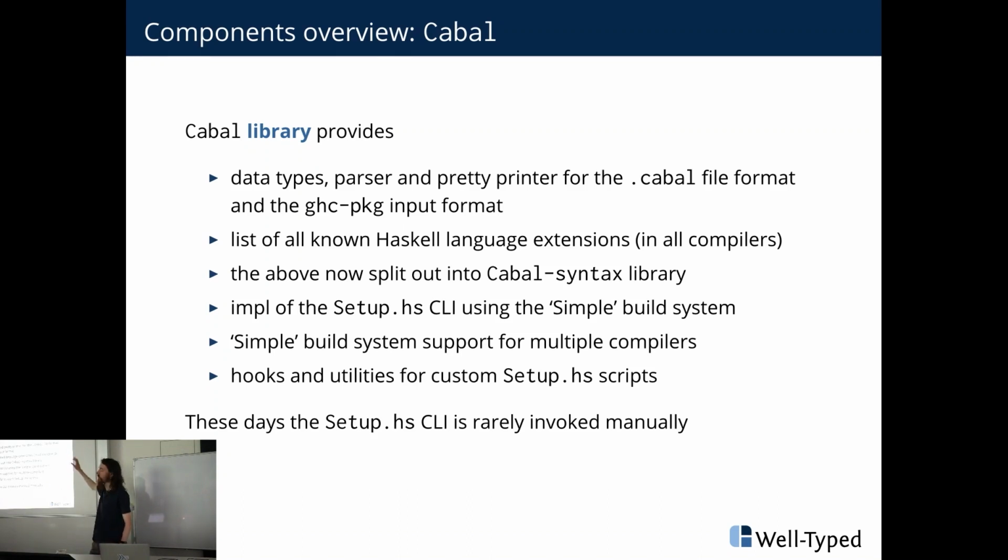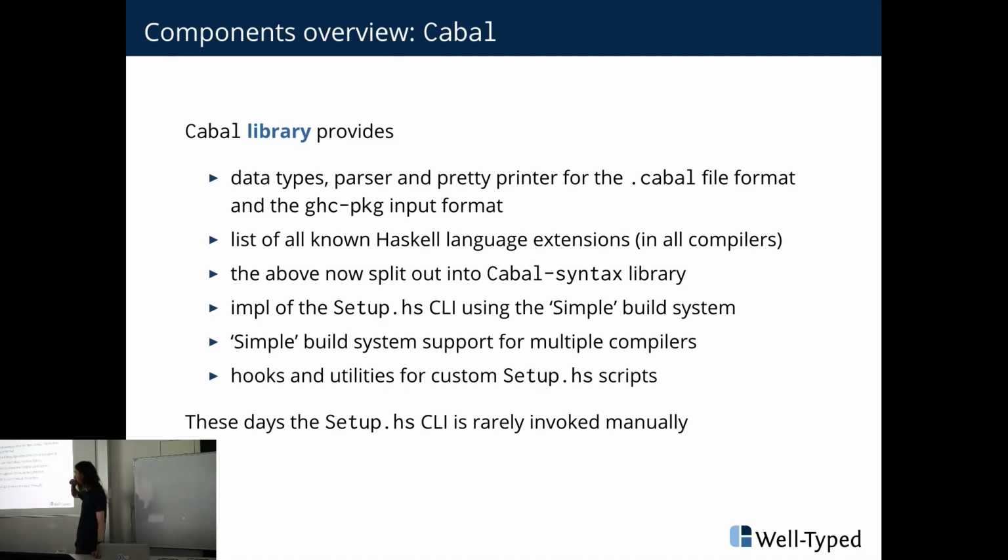Those first two bits are now split out into the Cabal syntax library. The Cabal library has been split relatively recently. And then the implementation of the setup command line interface is also in the Cabal library. You use it in the so-called simple build system, and the simple build system supports multiple compilers, at least notionally. Its architecture is there for multiple compilers. Obviously, again, in practice, people only use GHC.